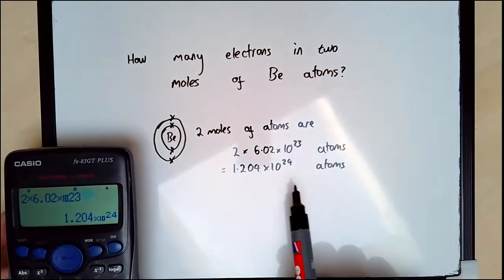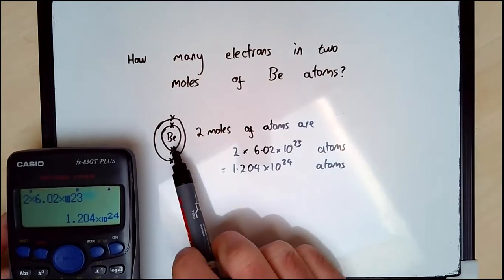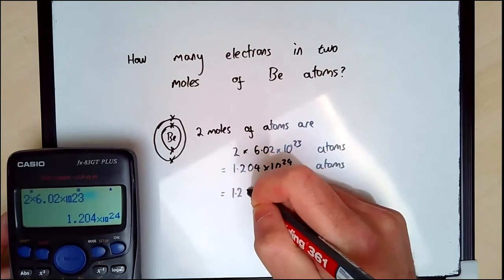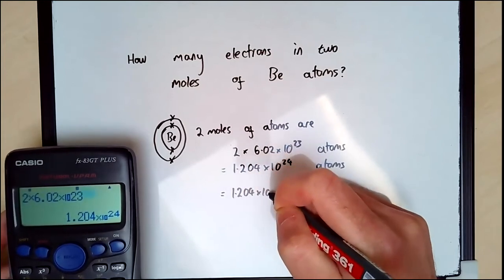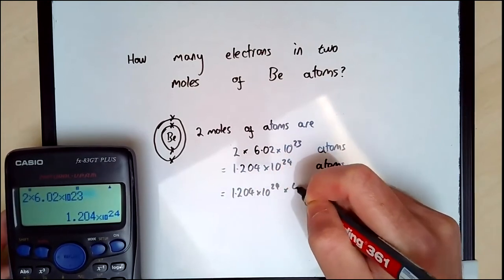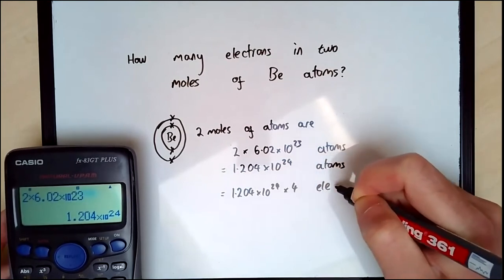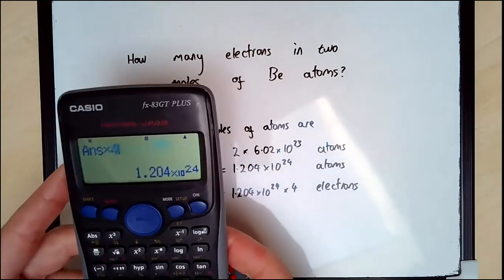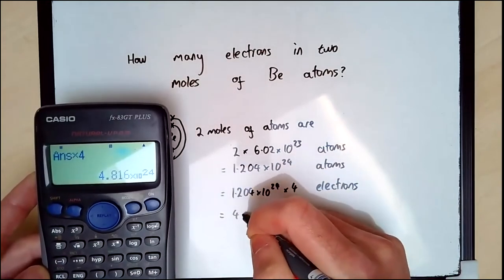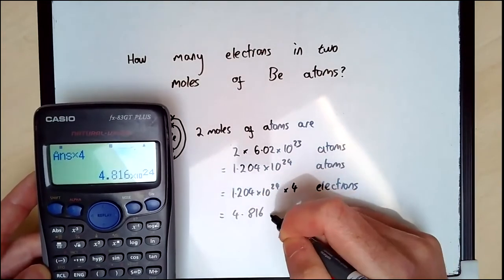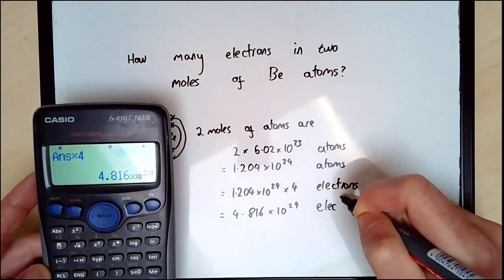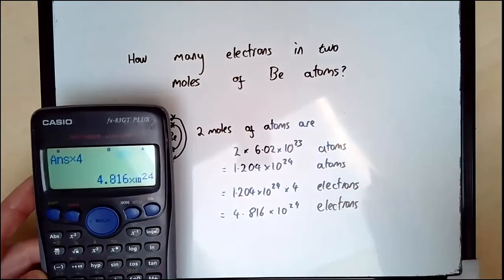If each of those atoms has 4 electrons, 1, 2, 3, 4, then I need to times that number by 4. 1.204 × 10²⁴ × 4, that's how many electrons I'll have. And I do that on my calculator, and it gives me 4.816 × 10²⁴ electrons. And that's the answer to my question.